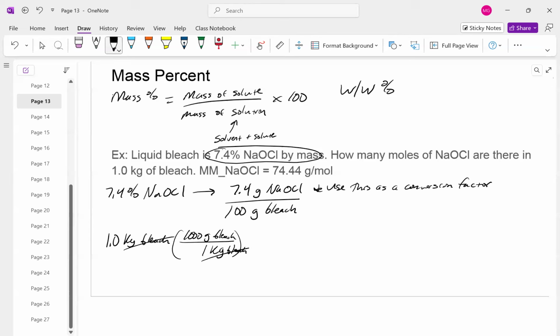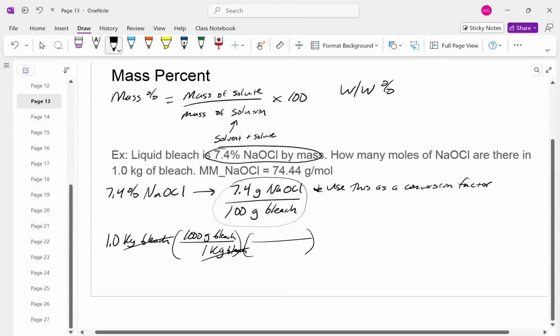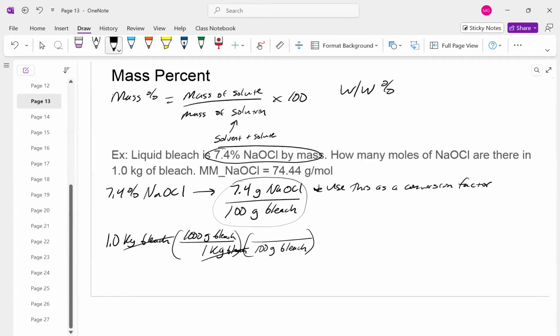Now notice what happens when I've done that. I'm now in units of grams of bleach. And if I just take this conversion factor I made here, I can get to grams of sodium hypochlorite. So I take this conversion factor, and now grams of bleach cancel out, and I'm left with grams of sodium hypochlorite. Now, if that's what the question asked me for was mass, then I'd stop. But it's asking us for how many moles there are.